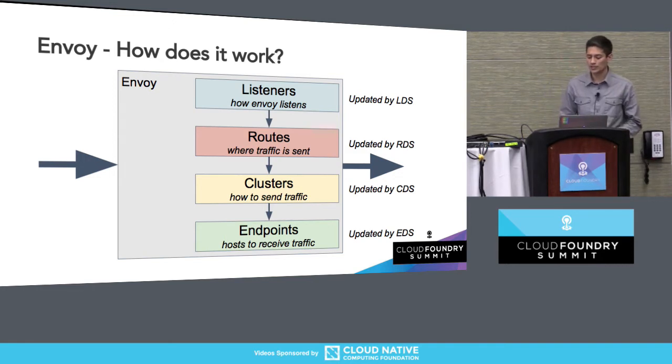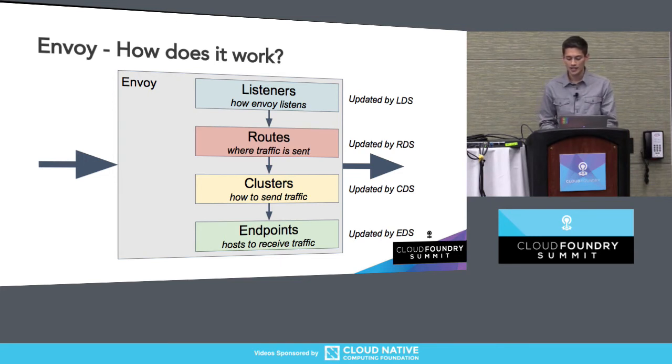Routes then point to a cluster. Clusters tell Envoy how to send that traffic. This is where a bulk of the routing rules, such as weighted routing, would come into play. This tells you whether or not to use TLS or what your load balancing strategy would be. This is updated by the cluster discovery service. Clusters are really a group of endpoints, which are hosts that are able to receive this traffic. And as you've probably guessed by now, this is updated by the endpoint discovery service.